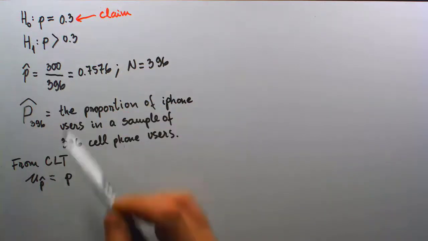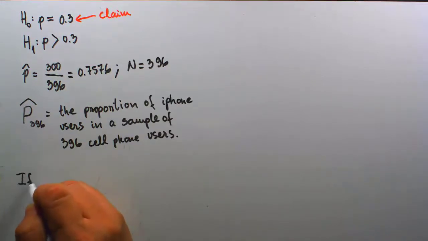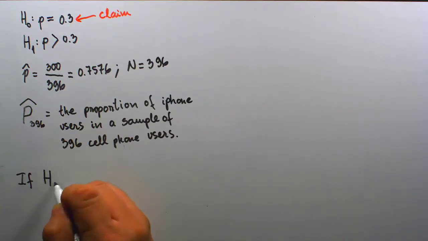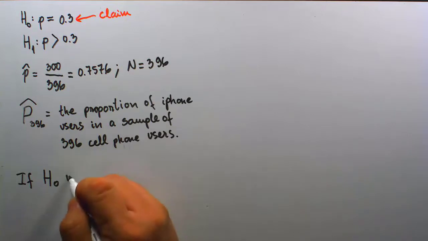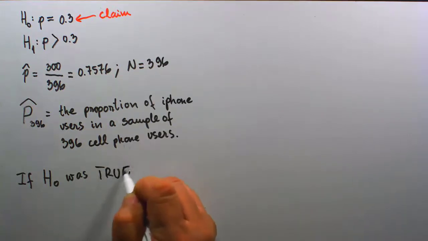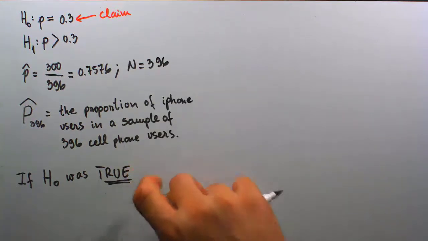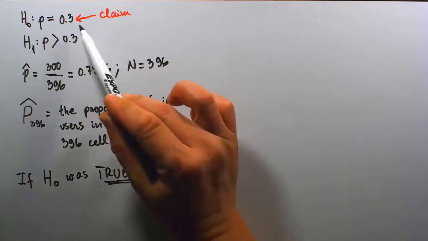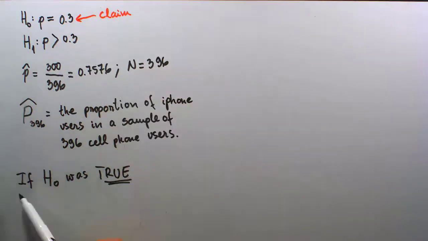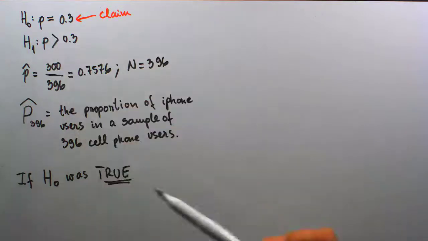And so now here's the logic. If the statement in H sub 0 was true, and I have to underline that the logic here is that we really don't know if it's true or not, but right now let's start out by saying, what if it was true? What if the H sub 0 statement was true?